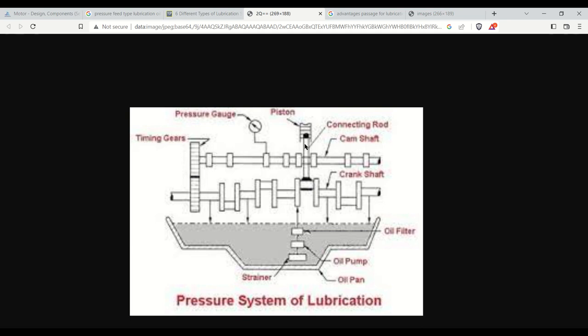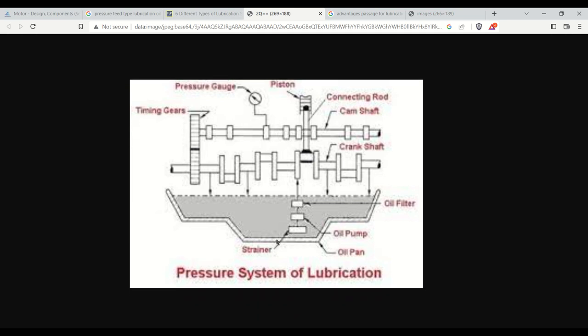Yes, you can see in this image, from the strainer it goes to the oil pump, then it goes to the oil filter. From this, it goes to the crankshaft position and lubricates the main bearings and the crank pin bearing, and then goes to the bottom. This is also a bottom end bearing, and it goes to the top end bearing. It lubricates over there. It also goes to the camshaft.